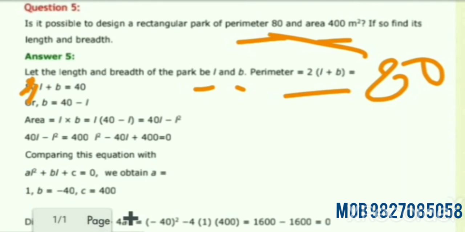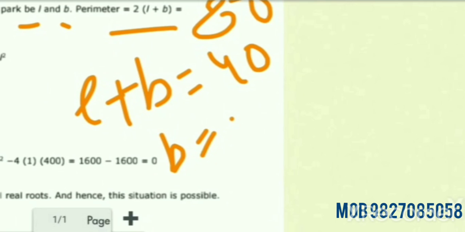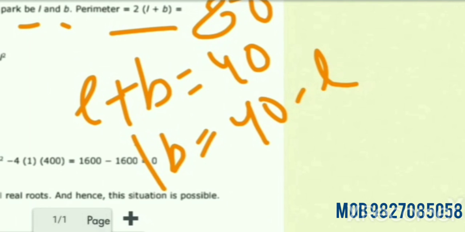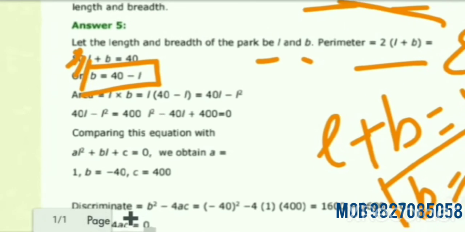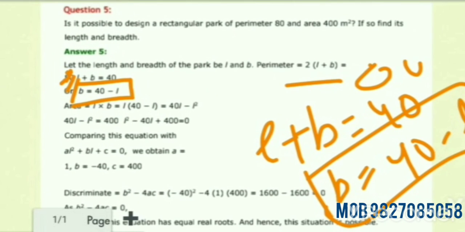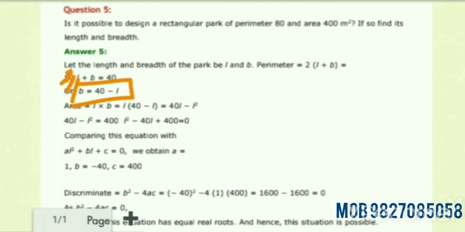Now when we divide by 2, we get L plus B is equal to 40. Suppose B is 40 minus L. This is the value of B. Then the area is equal to, what is the area of a rectangle? So area of a rectangle is L into B. Here L is equal to L and B की value कितनी आई? 40 minus L. Now solve.